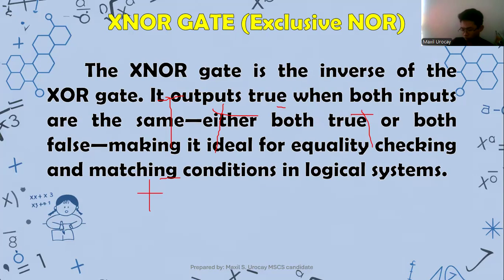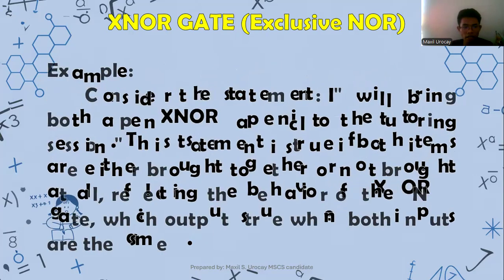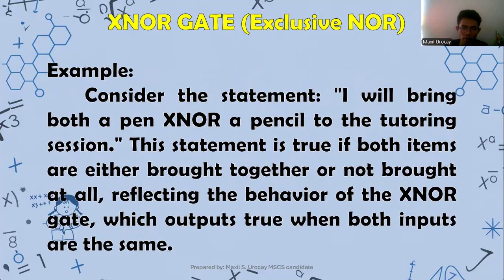That's how it works. Now for this category, consider the statement, I will bring both a pen XNOR a pencil to the tutoring session. This statement is true if both items are either brought together or not brought at all, reflecting the behavior of the XNOR gate, which outputs true when both inputs are the same, and false if the inputs are not the same.